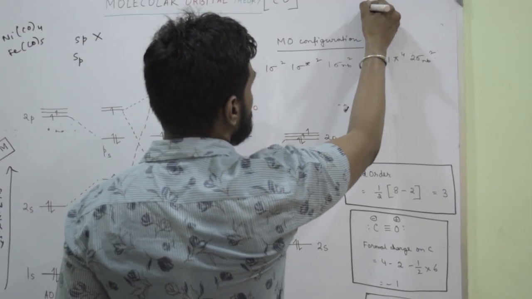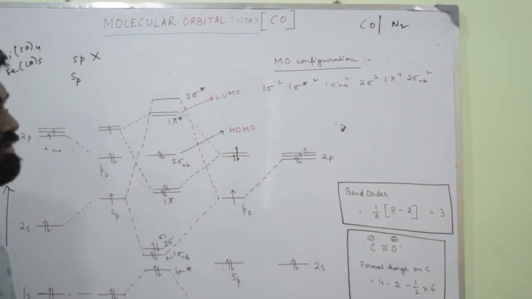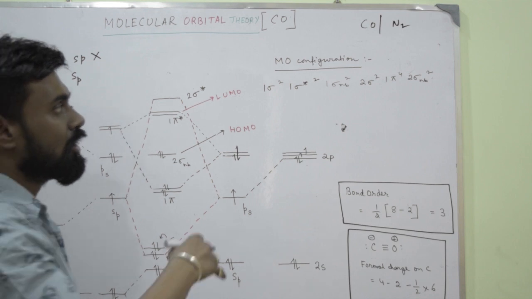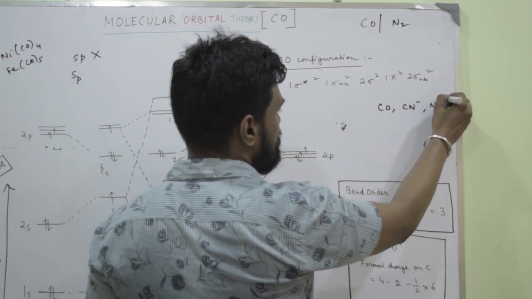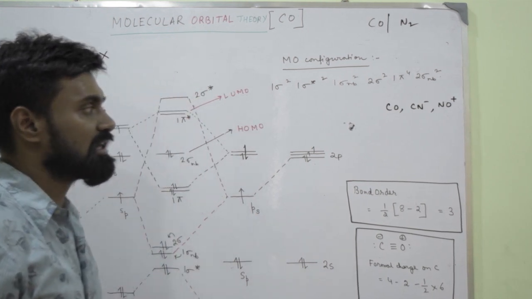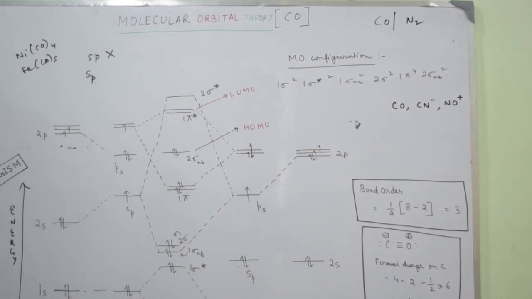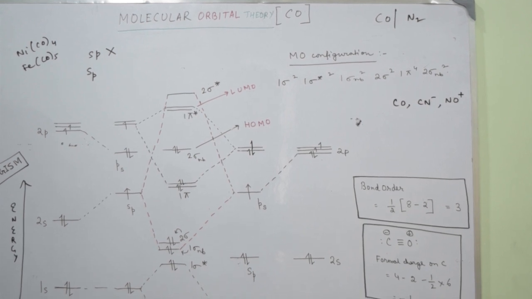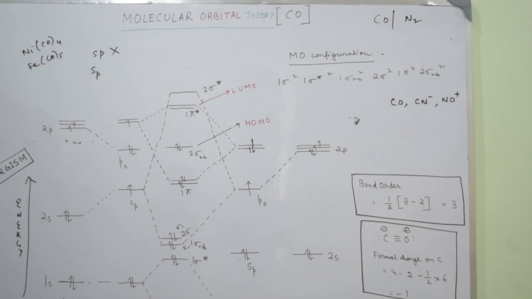You can also try these molecules. You can compare the MO of carbon monoxide with nitrogen because both are 14 electron systems. You can understand the difference. Also you can think about cyanide and NO plus. So carbon monoxide, cyanide and nitrosyl are all isoelectronic species. So their MOs will be identical, but if you find the reactivity with metal ions, their reactivity will obviously vary.